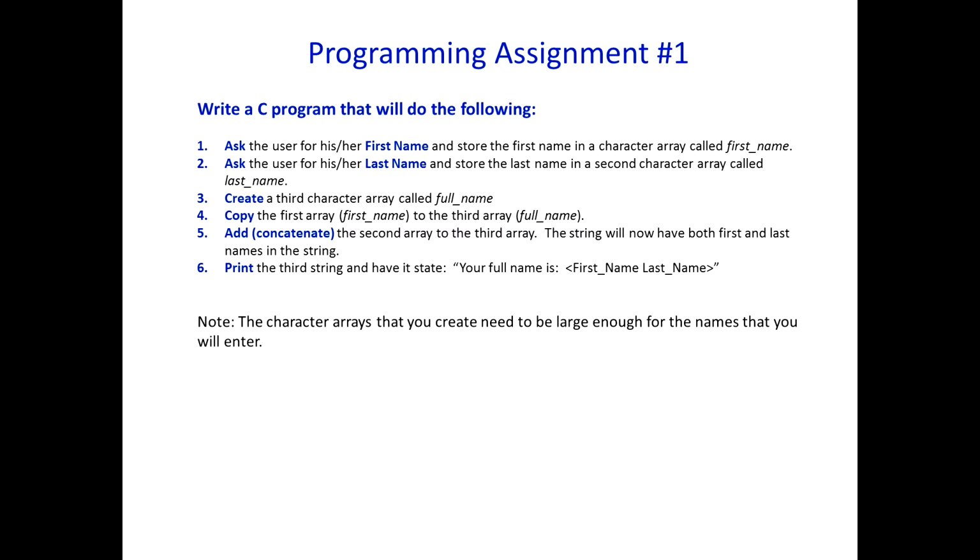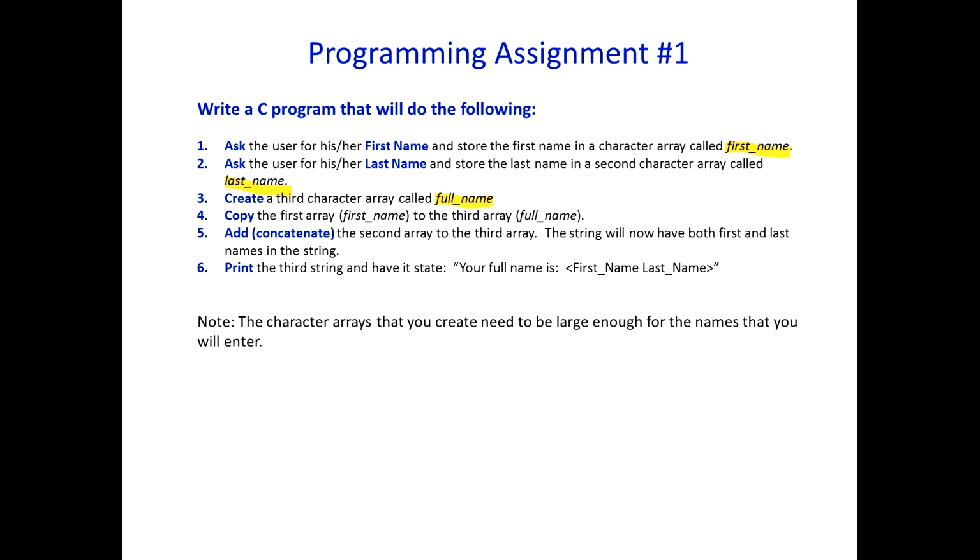All right, so your first assignment, you will need to write a C program that does the following. 1, ask the user for their first name. Okay, you're going to create a character array called first name. Then you're going to ask the user for their last name and put this in the array called last name. Okay, now you're going to create a third character array called full name. Okay, and now what you're going to do is first copy first name to full name, and then concatenate the last name to the full name.